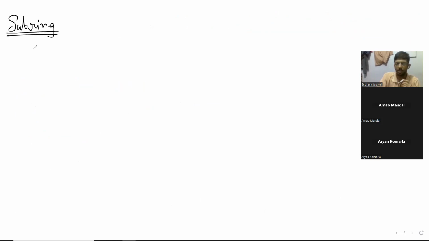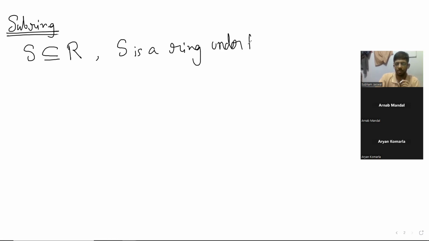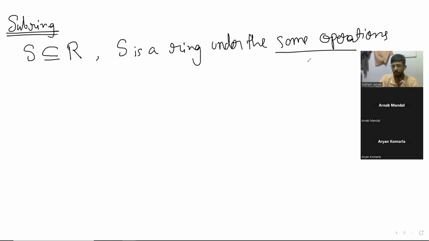Subring. So what is a subring? It's a subset, and S is a ring under the same operation. This is important. If you change the operations, then it's not called a subring. Then it's a subset which is a ring, but as a ring, it is not a sub. Right? There is a difference. If you just take a subset and put some other operation on it, that's not a subring. Yeah.